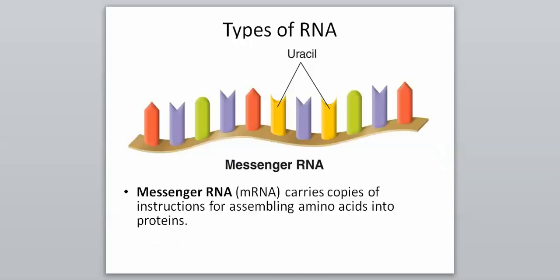Our first type, messenger RNA, or mRNA, carries copies of instructions for assembling amino acids into proteins. The main way you can remember this is that a messenger carries things, so it carries the copies of instructions for assembling our amino acids into proteins. This helps us pass along information from one area of our cell to the other. So messenger RNA is going to carry a message. It's pretty simple to remember the function.